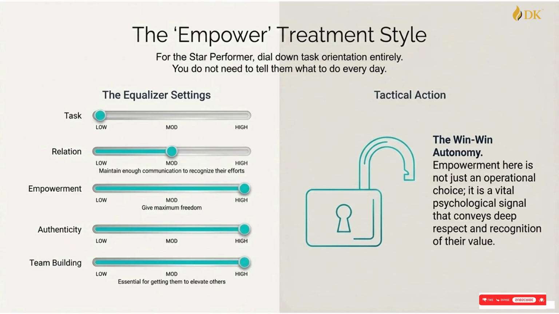Star performers are high in both competence and commitment. Their equalizer setting is the most hands-off, low task orientation and high empowerment. They don't need daily instructions, they need the freedom to excel. Relationship orientation should be moderate to recognize their contributions and ensure they feel respected. This style creates a win-win scenario where their autonomy leads to high-level team success.